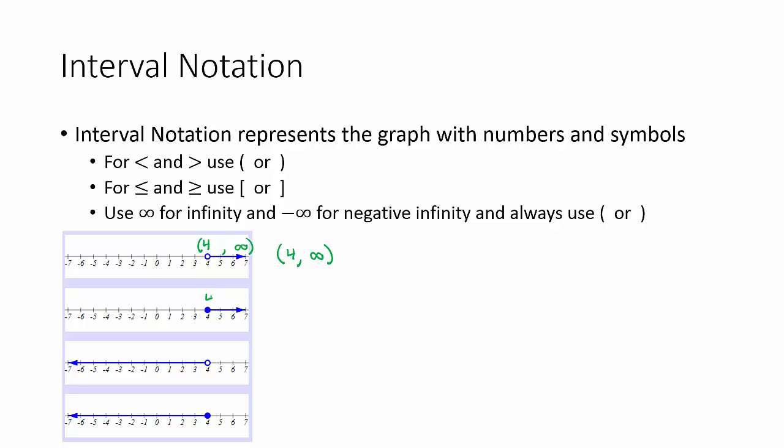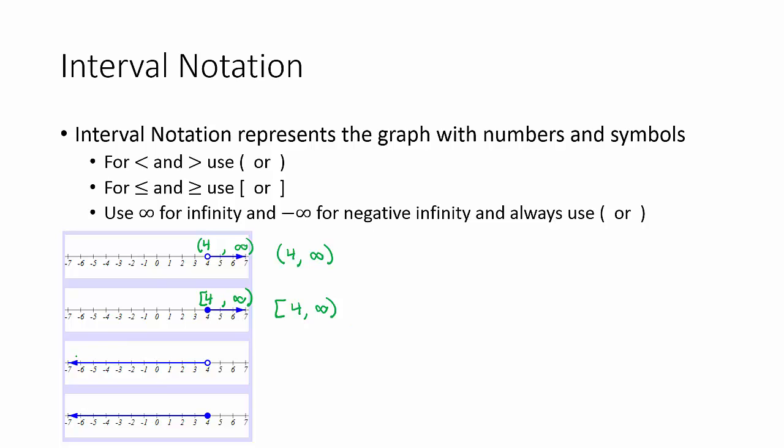The second example also goes from 4 to infinity, off to the right. But this time, because of the closed dot, we're going to use a square bracket for the 4, comma, then the infinity will always have a curved bracket. So the second graph is square bracket 4, comma, infinity, curved bracket.